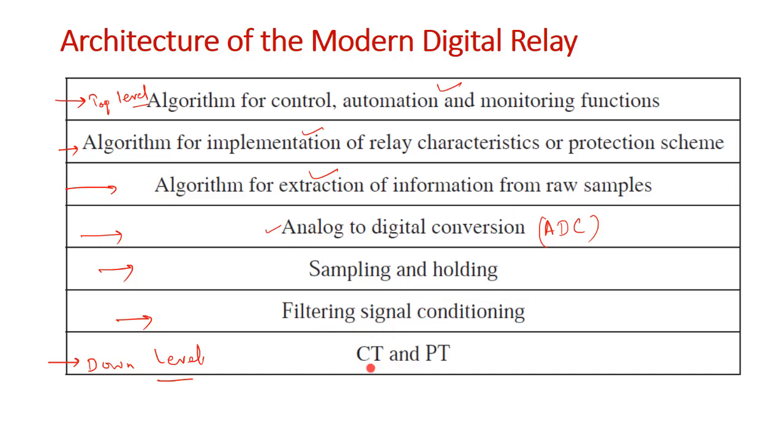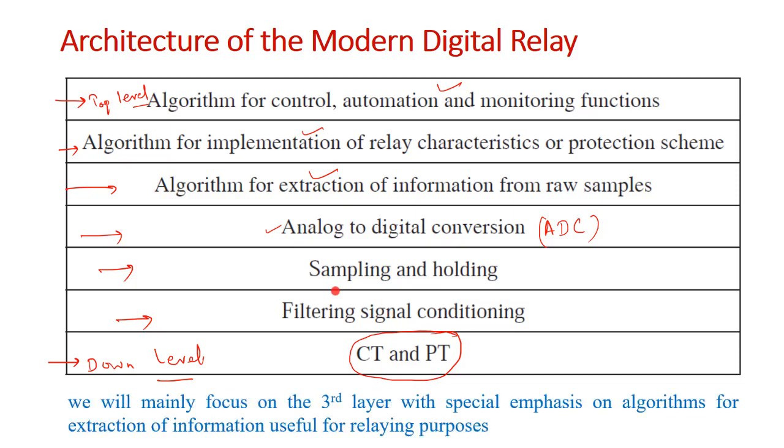So then obviously the analog signals are being collected from CT and PT. CT and PT feed the analog current and voltage signals, and then it is converted to digital signal, and then it is processed, right. So our main agenda here will be the third layer. This is the third layer, right.